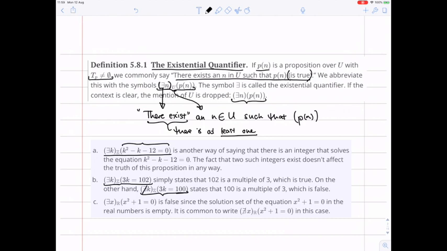Here's another example. We make the statement there exists an x in real numbers such that x squared plus 1 equals 0. Now this is false, so if we want to write a statement that is true, we say there does not exist an x in real numbers such that x squared plus 1 is equal to 0.